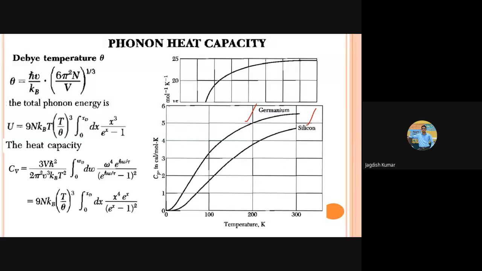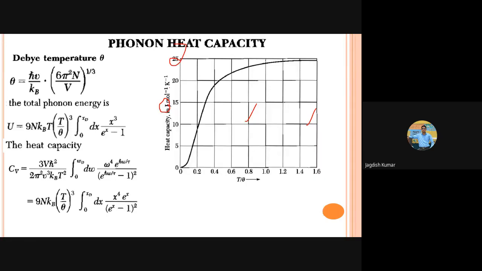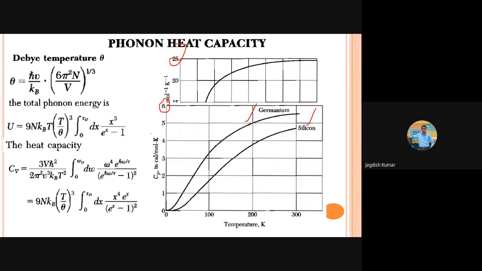So you will say, okay, why is this number 6 here, while here it is 25? Actually in the previous slide it is in joule per mole per Kelvin. Here it is expressed in calorie per mole per Kelvin. So you can do a conversion and then obtain that the number should be the same. So that is the very good success of the Debye model.